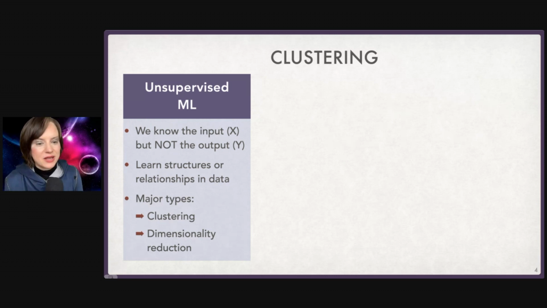Unsupervised machine learning is when we know the input X in our data, but we do not know the output Y. The idea here is we are trying to learn some underlying structures or relationships between our observations in our data that we might not be able to spot just by staring at it. You know, I love an ocular method, but sometimes it's just not enough.